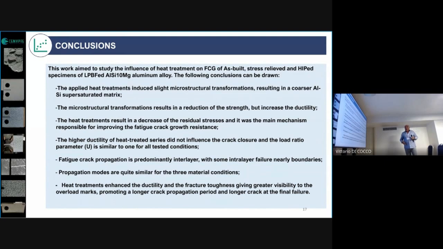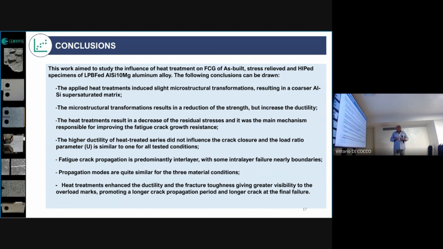So I think I'm in time. The applied heat treatments induce slight microstructural transformations, resulting in a coarse aluminium-silicon supersaturated matrix. The microstructural transformation results in a reduction of the strength but an increase in the ductility. The heat treatments result in a decrease of the residual stresses, and it was the main mechanism responsible for improving the fatigue crack growth. The higher ductility of the heat treatment series did not influence the crack closure, and the load ratio parameter is similar to 1 for all test conditions.